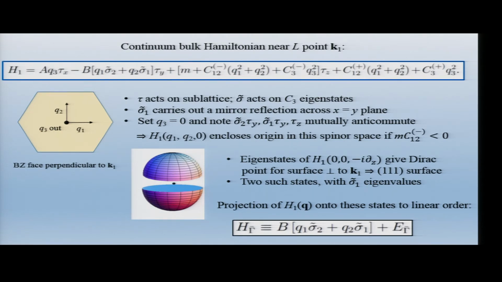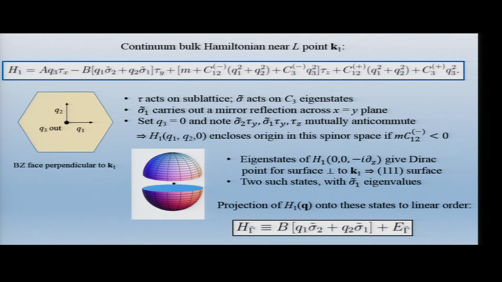Okay, so again, we go through the exercise I showed you previously, projecting our Hamiltonian onto the surface states, and lo and behold, you get a surface Hamiltonian in the wave vectors along the surface. And you also can figure out the energy from this method. You can figure out the energy of the Dirac point of the surface state.